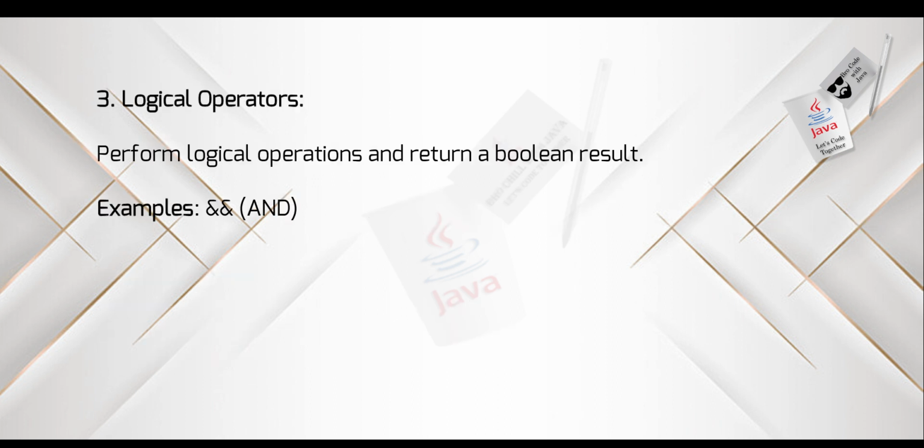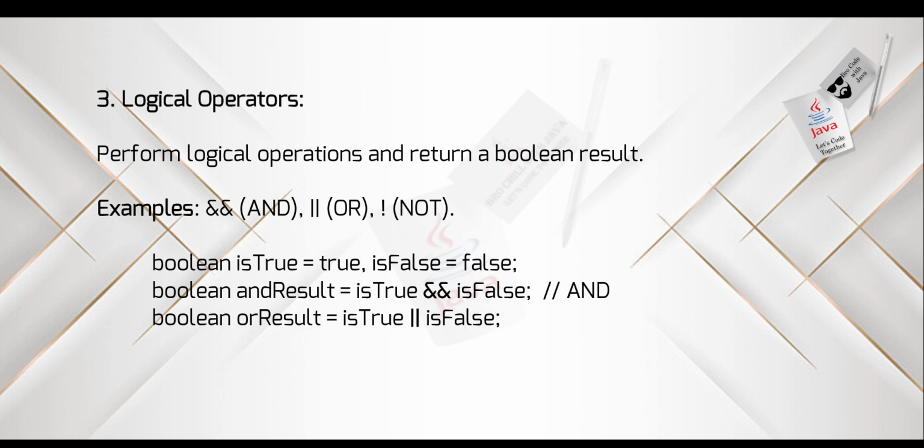3. Logical operators. Perform logical operations and return a Boolean result. Examples: and, or, not. boolean isTrue = true, isFalse = false. boolean andResult = isTrue && isFalse, this is and. boolean orResult = isTrue || isFalse, this is or. boolean notResult = !isTrue, this is not.